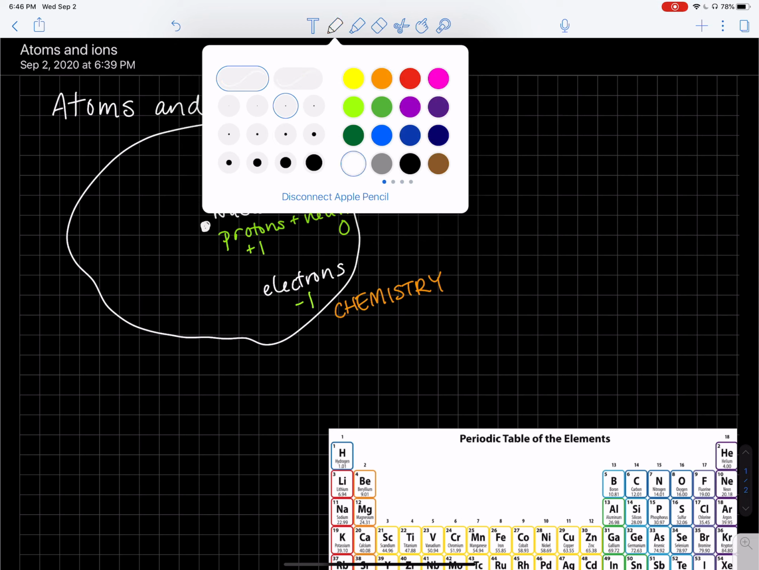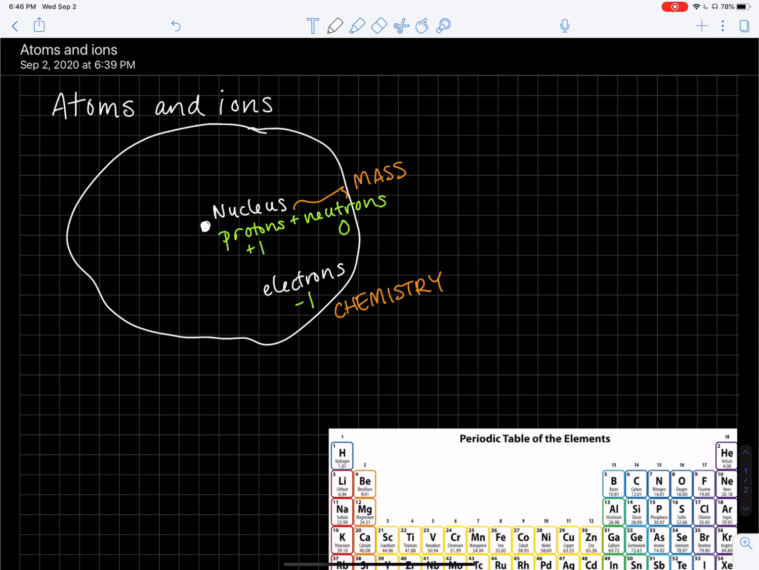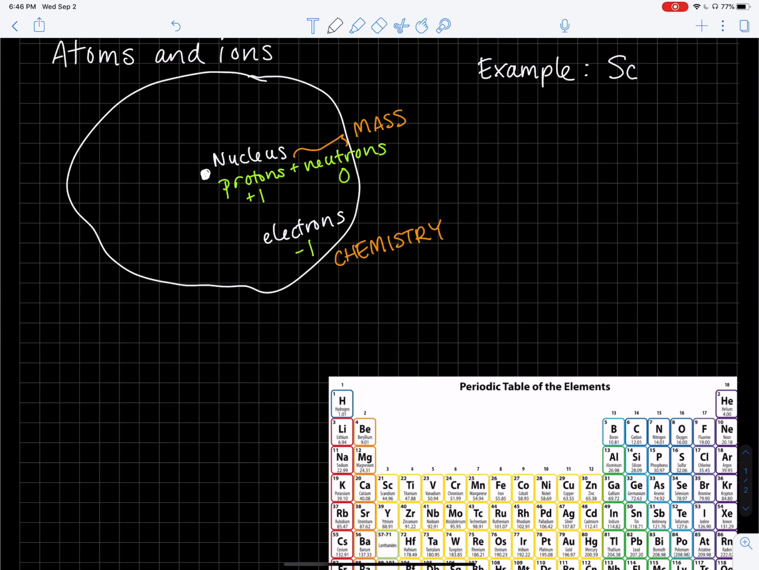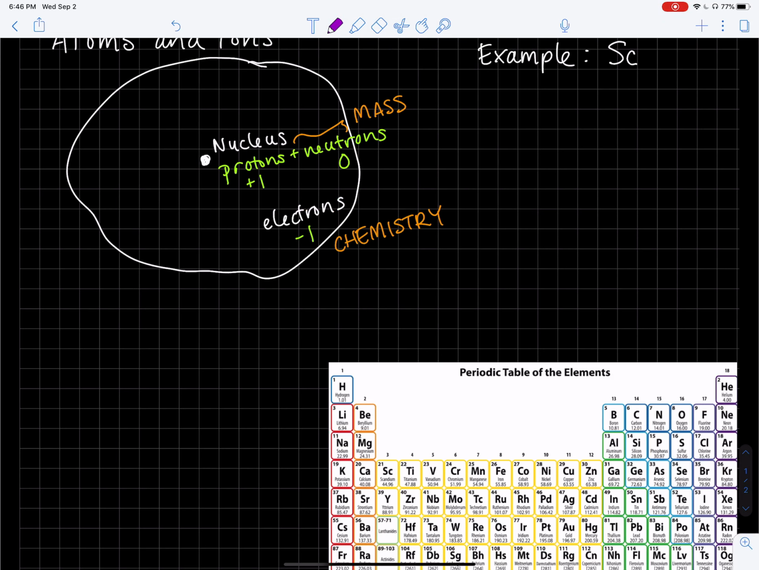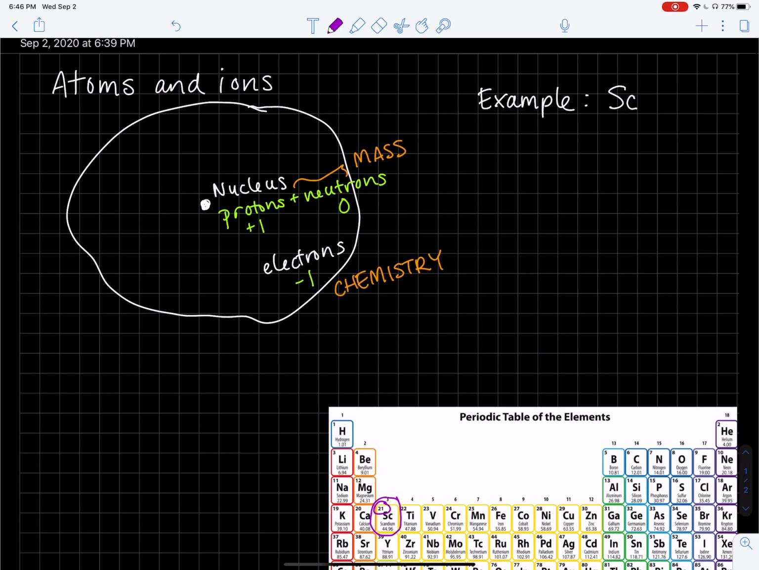So let's start with an example, and you can see down here, I'm going to show you a periodic table. So let's do an example of this element here, Sc. All right, so to learn about an element, we go to the periodic table and we find its atomic number. So Sc is actually scandium, and you will find it here in the periodic table. And I want to call your attention to this number. It has an atomic number of 21.